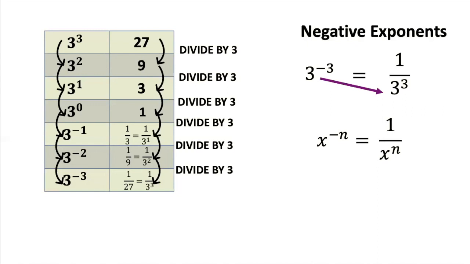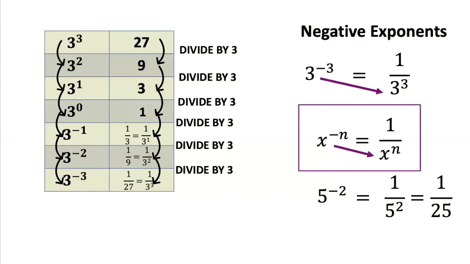That's the general rule. For any x to a negative exponent, negative n, that will always be equal to a fraction. It'll be 1 over x to the positive n power. Just to give you an example, if I needed to know what 5 to the negative 2 is, it would be 1 over 5 squared, or 1 over 25. So this is the first rule I need you to know.